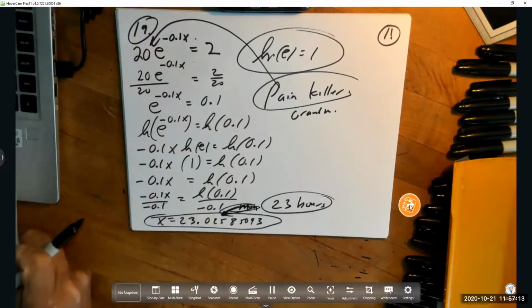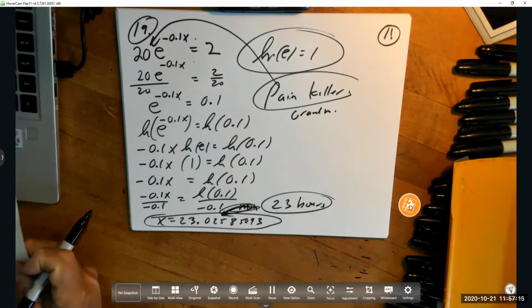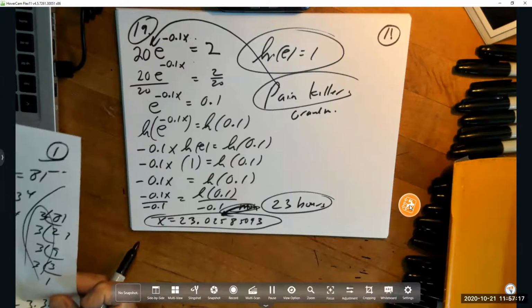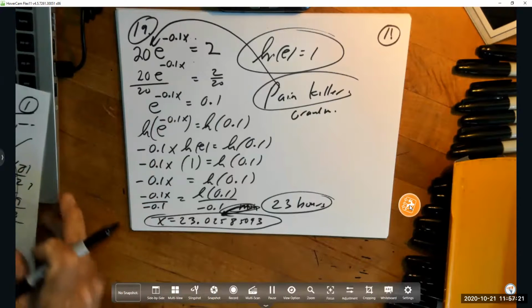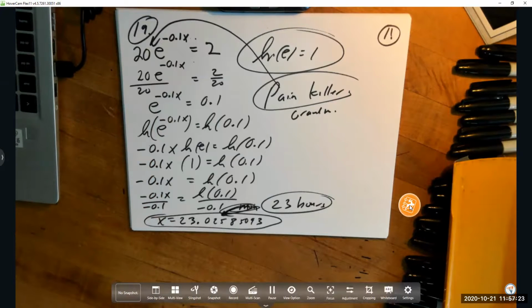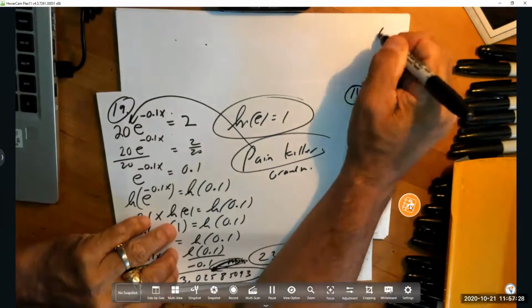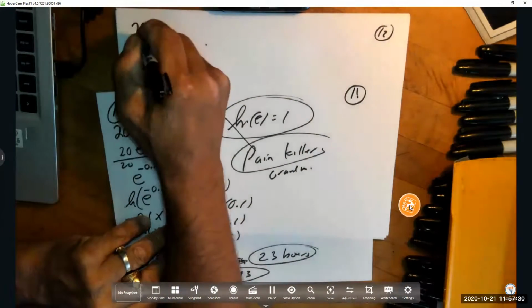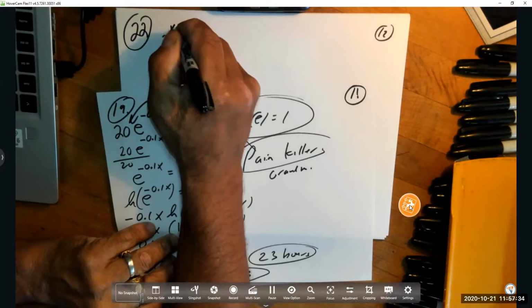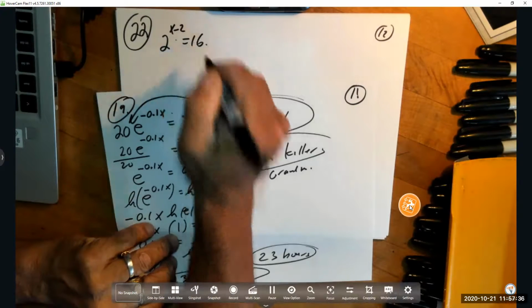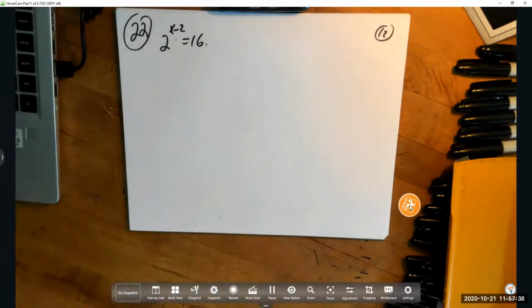Okay. So now I'm gonna go to number 22. Okay, so let me set up number 22. And then I think we should be okay. All right. Number 22. It says 2 to the x minus 2 equals 16. There it is. 2 to the x minus 2 is 16.